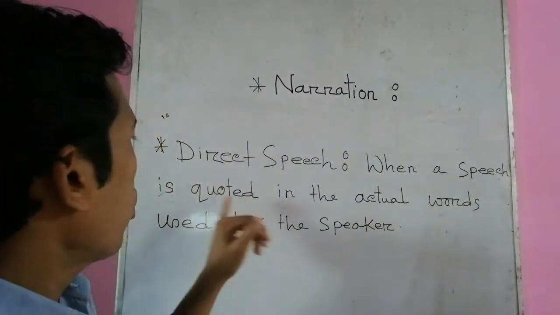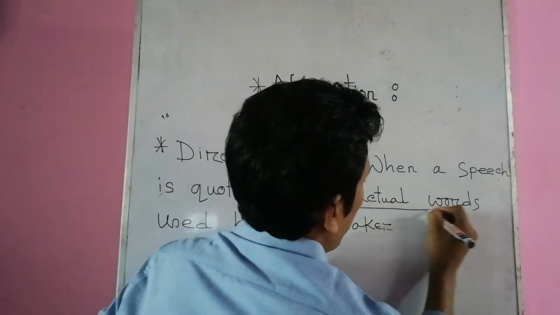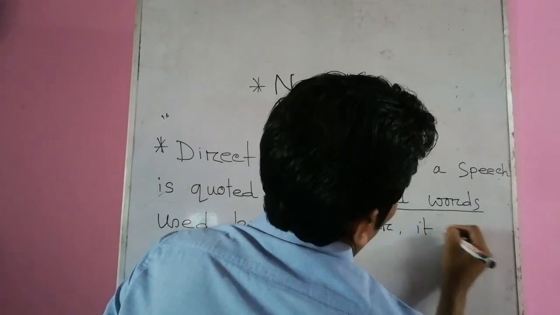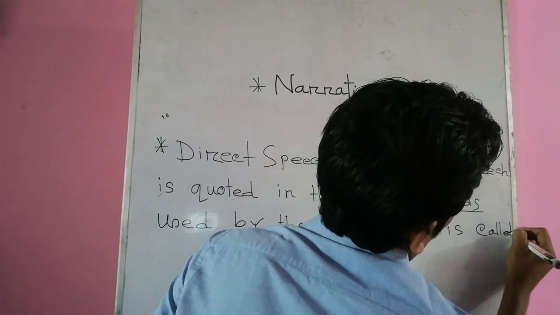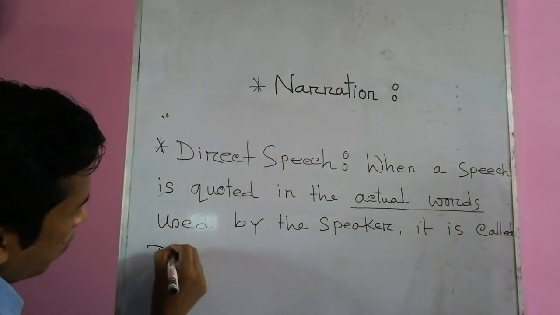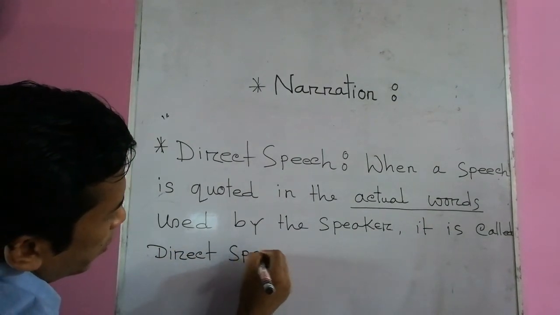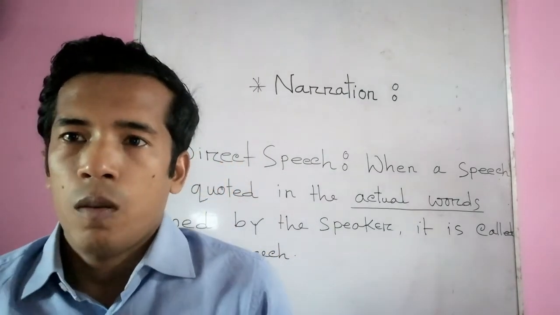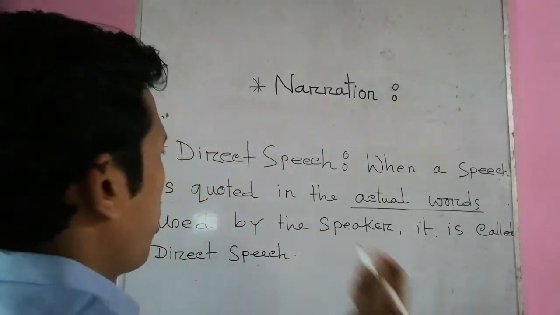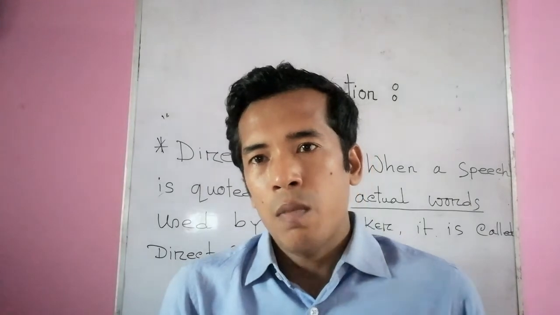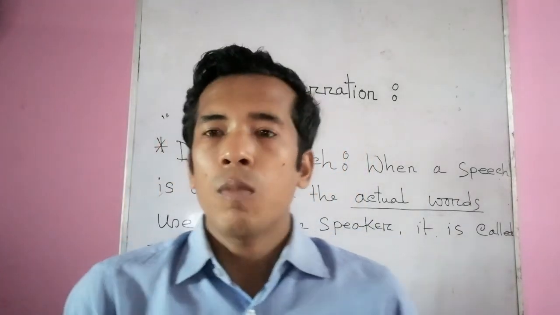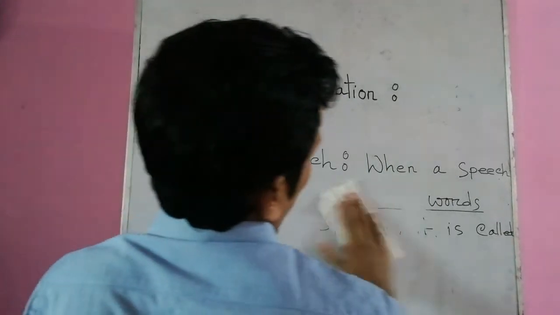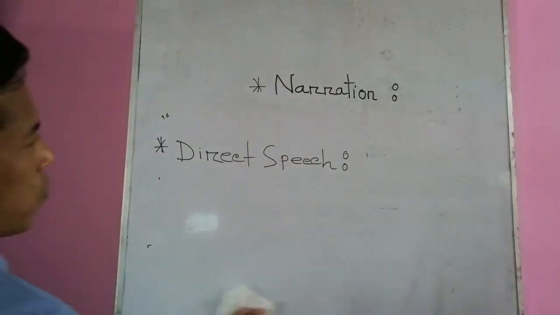When a speech is quoted in the actual words, this is very important for the definition, actual words used by the speaker, it is called direct speech. When a speech is quoted in the actual words by the speaker or the narrator, it is called direct speech. And this is the definition of direct speech. If I say in Bengali, if the speaker's statement is described exactly in his own words, what is it called? Direct speech. Okay, and we move on to what indirect speech is. We have to know about indirect speech.